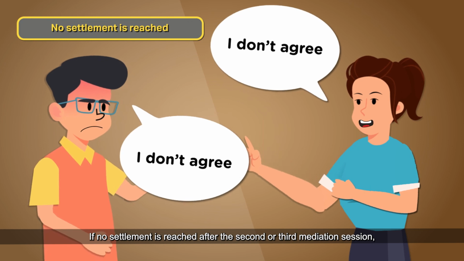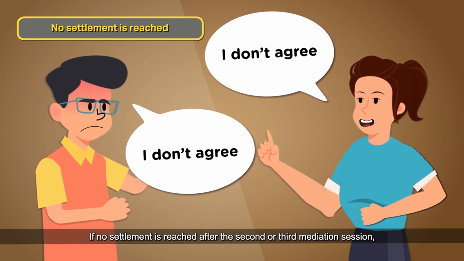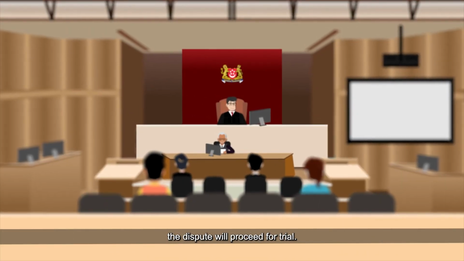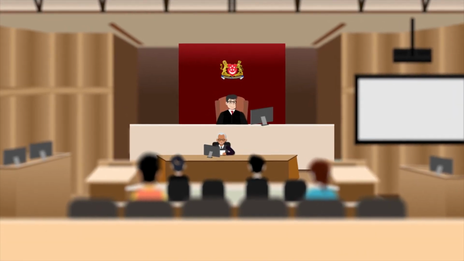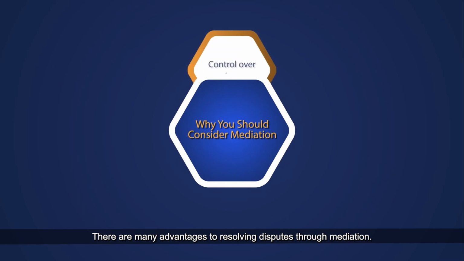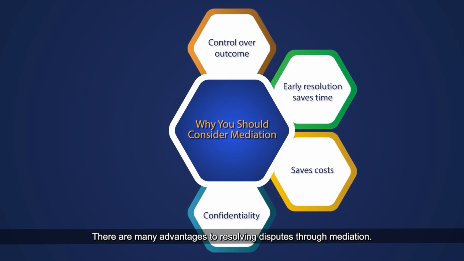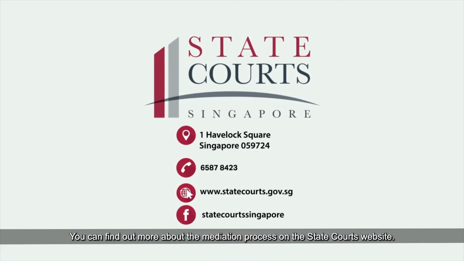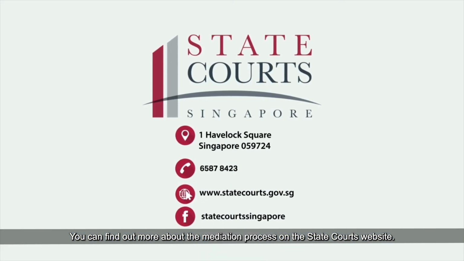If no settlement is reached after the second or third mediation session, the dispute will proceed for trial. There are many advantages to resolving disputes through mediation. You can find out more about the mediation process on the State Court's website.